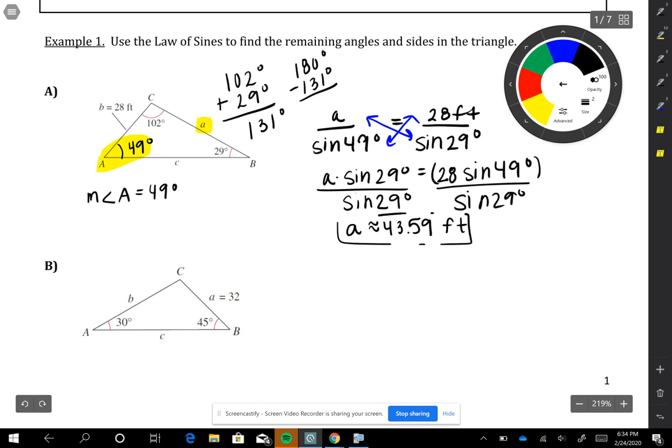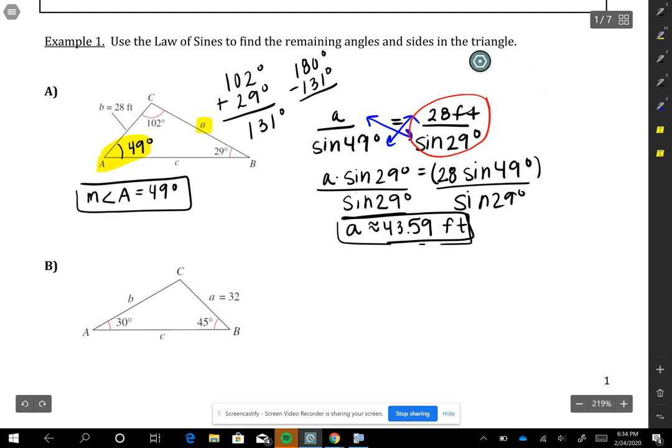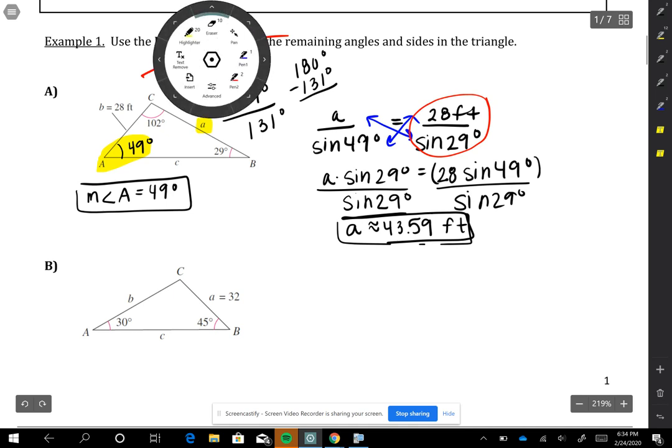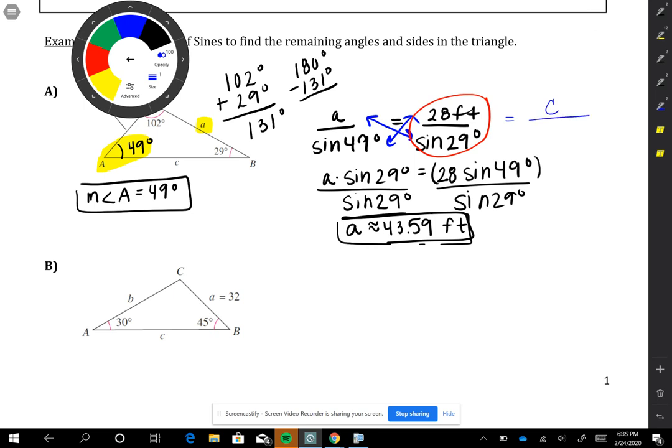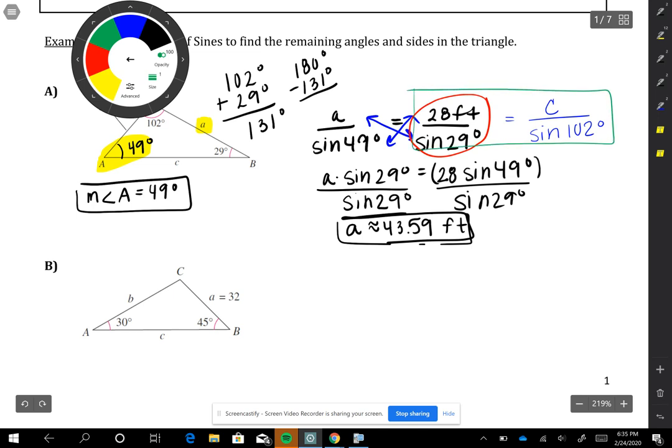Okay, so I have found side a. I still need to find side c. So what I suggest doing is just keeping this part of your proportion, because you were given 28 feet and the sine of 29 as the angle. So I would just keep that, and I'm going to extend this proportion, and I'm going to put over here equals c over, so looking for side c, and the angle C is 102 degrees. So now I'm going to solve this proportion. If you just cross multiply and then divide by the other, what we will end up doing is taking 28 times the sine of 102 degrees and dividing by the sine of 29 degrees.